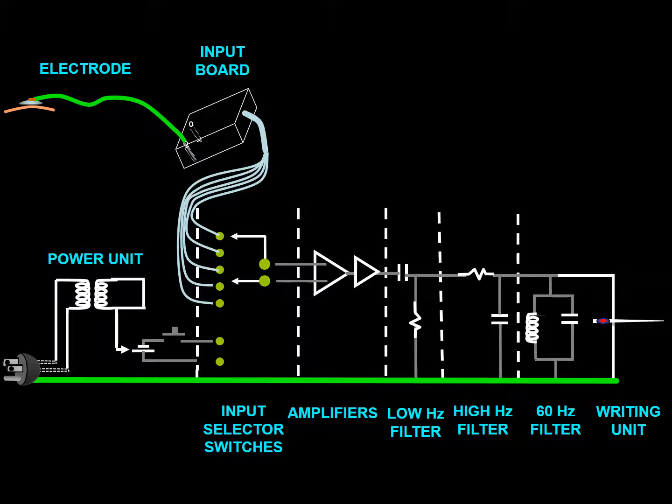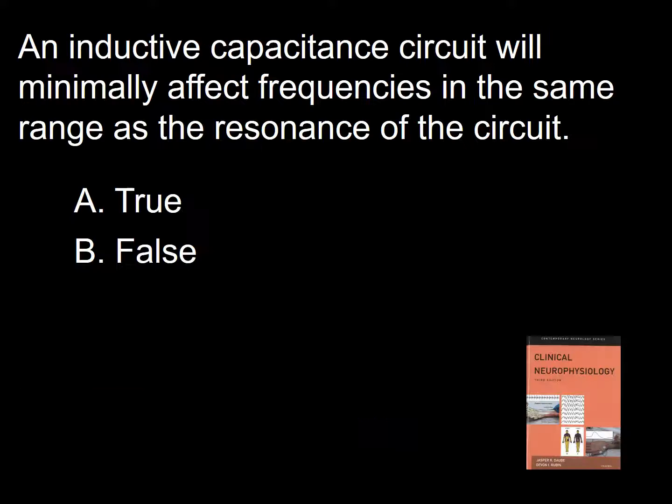I will end this long talk by showing you an old EEG model and pointing out to you an inductor capacitor circuit in that model. As you can see, it is used to build 60 Hz filters because they allow more precise removal of unwanted frequencies than resistor capacitor circuits. So the answer to this question is A.